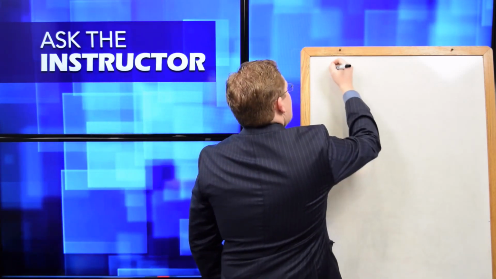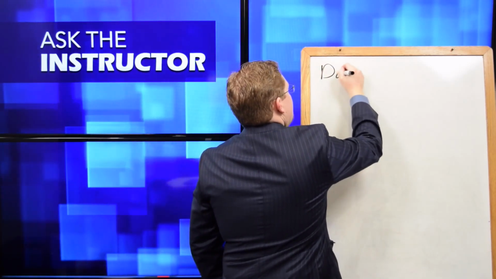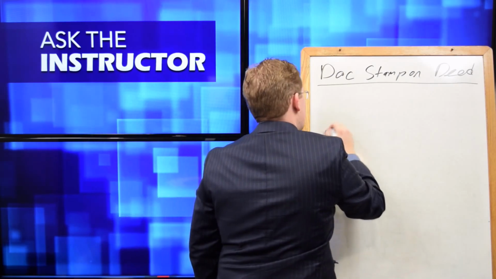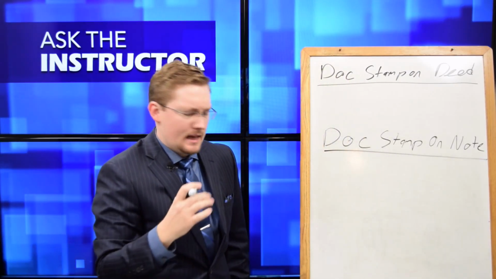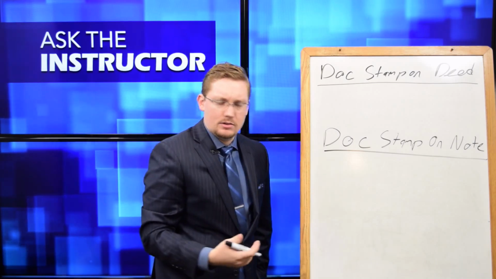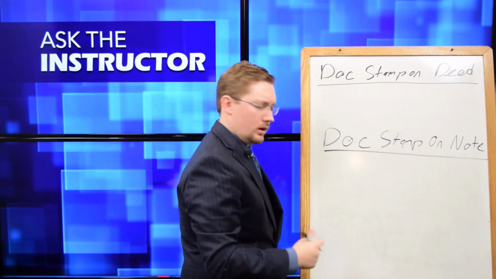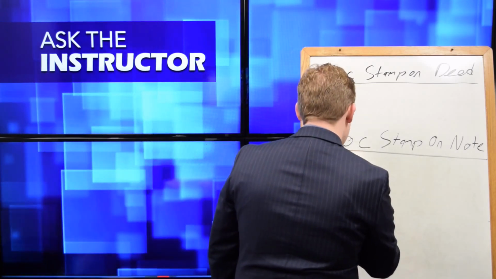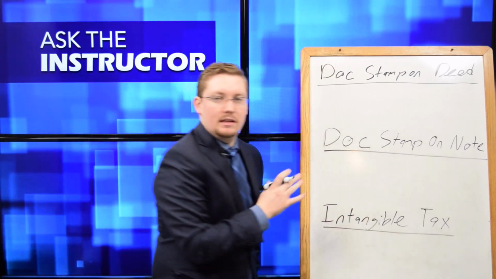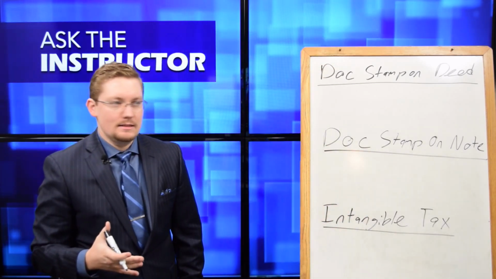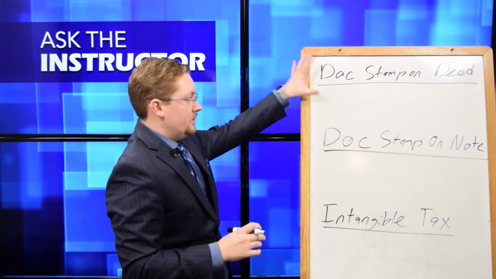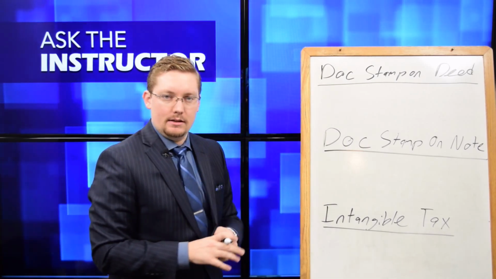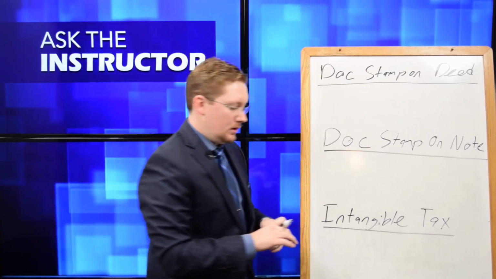We have two types of doc stamps. So we have the doc stamp on the deed, we have the doc stamp on the note, and finally we have one that's not really a documentary stamp tax, but it's also charged in a closing of a transaction, particularly with new mortgages. We'll talk more about what this is. It's the intangible tax. So ultimately, three different taxes that have to be charged anytime a property is being transferred or there's financing occurring. And that's what we're charging these for.